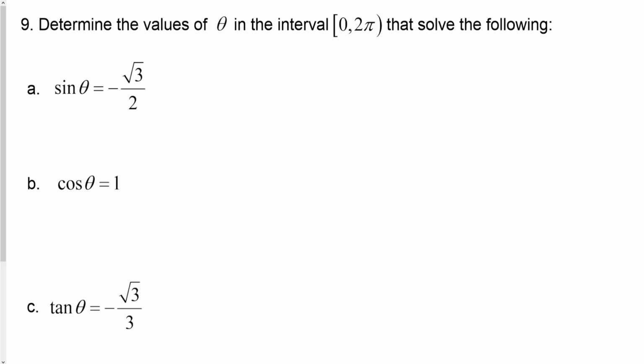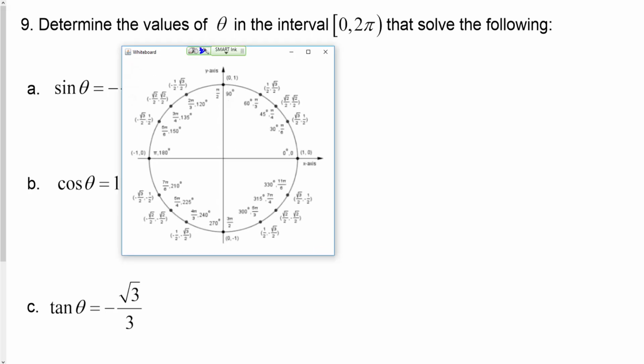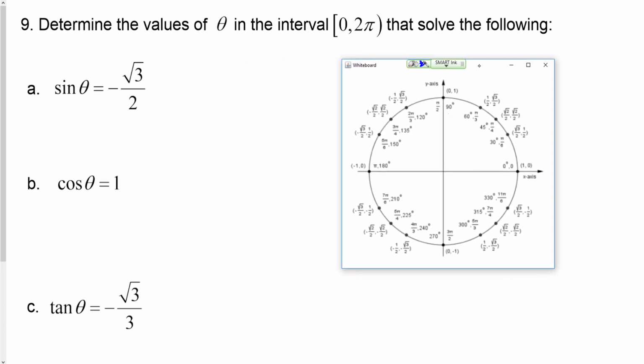Number 9. Determine the values of theta in the interval 0 to 2 pi that solve the following. Starting with sine theta equals -√3/2. So again, unit circle is going to be great. So sine is where the y-coordinate is. So I need a y-coordinate that's at -√3/2. So there's one, and there's another. This is solved from 0 to 2 pi, so answer in radians. So 4 pi over 3 and 5 pi over 3.